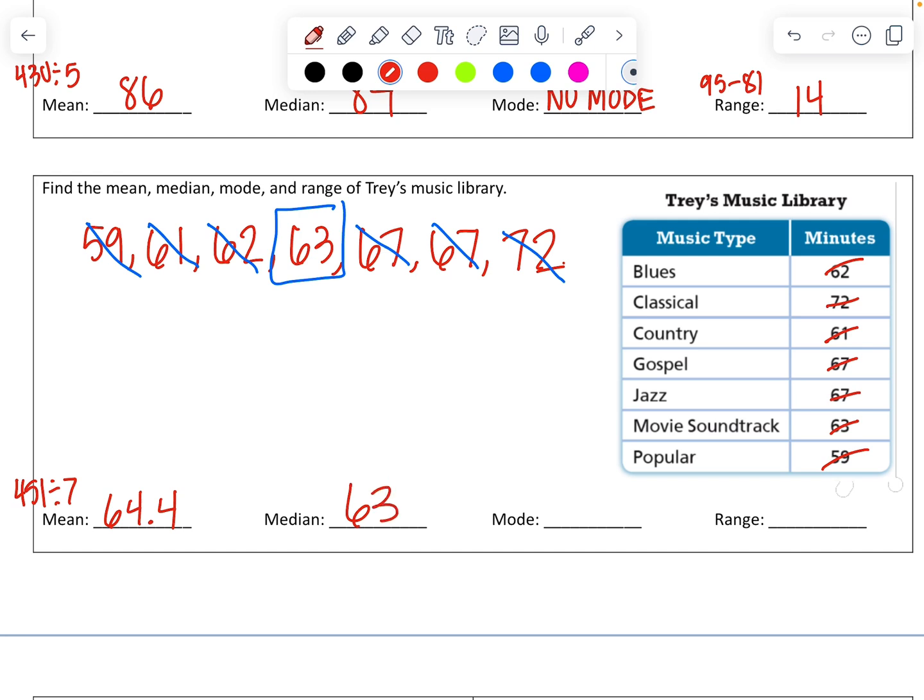The mode is the number that happens the most, so looking at them, there's only one number that happens more than once, and that is 67. So 67 happens the most, so that is the mode. And then our last one is the range, and it is 72, because that's our biggest, minus 59, because that's our smallest number. So 72 minus 59, you would get 13.